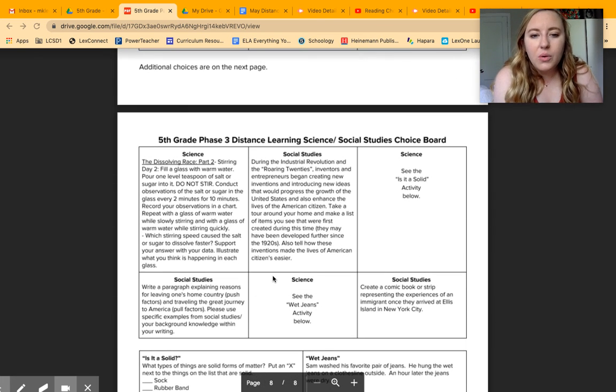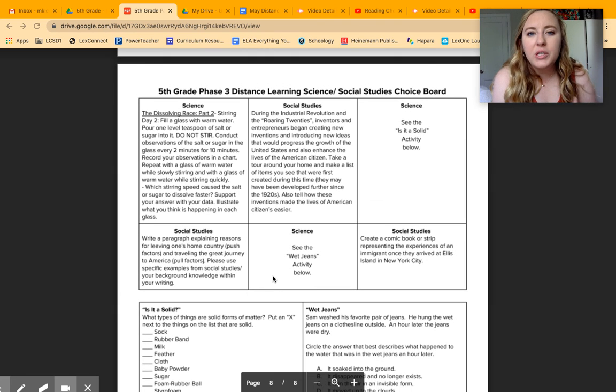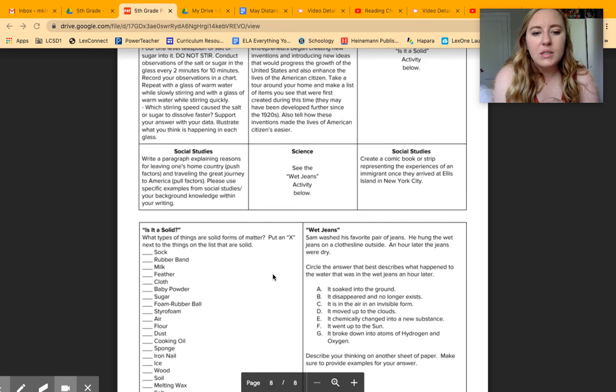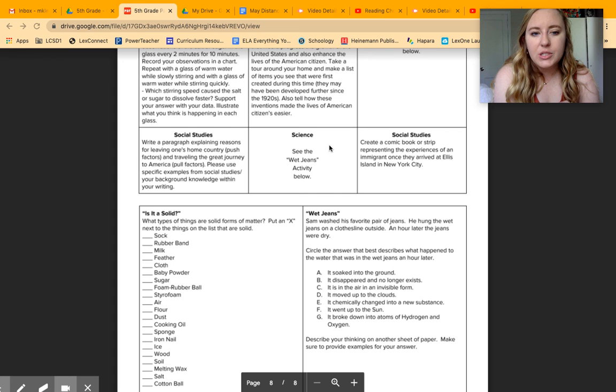Social studies, you're going to be thinking about the Industrial Revolution and the Roaring 20s and the inventors and the entrepreneurs that came up with all these new things. And you're going to take a tour around your home and make a list of items that you see that were created during those time periods. Of course, they've changed since then, but they were created back then. These 2 science activities, we'll get to these 2 in just a second.